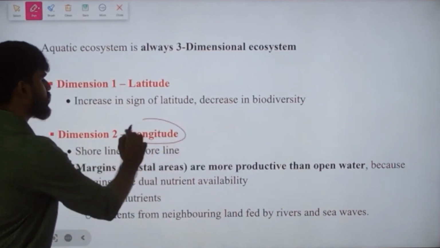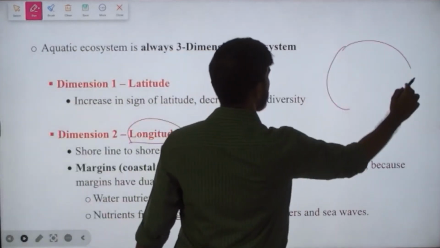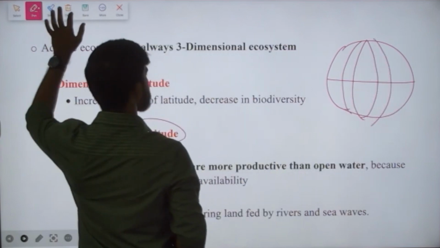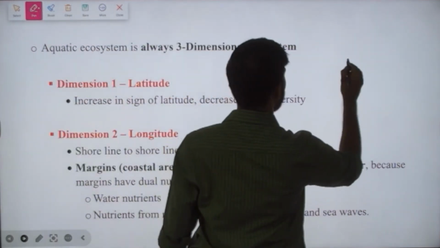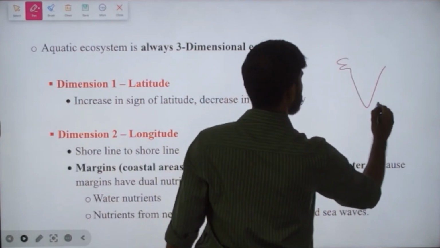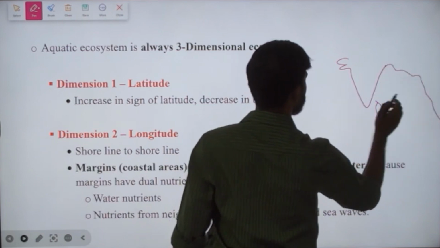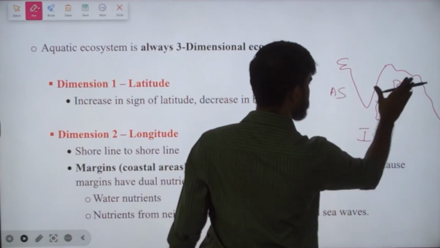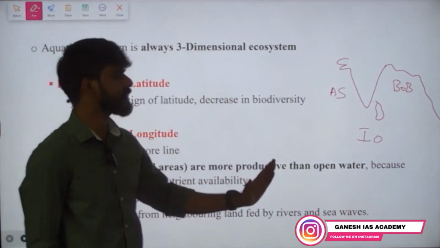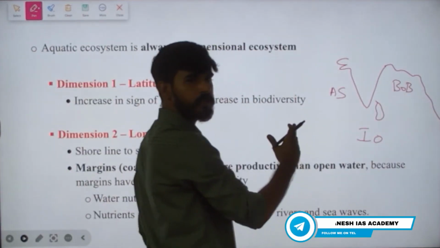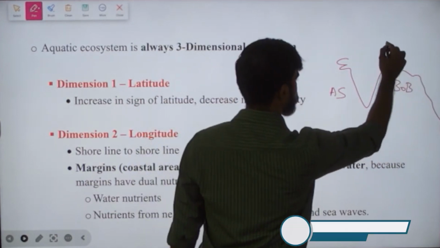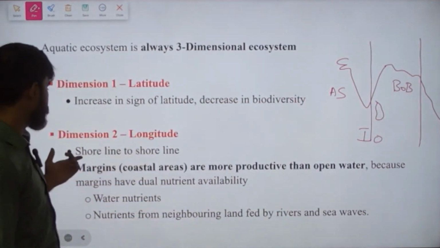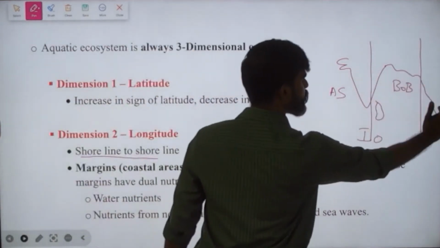The second dimension here is longitude. What is longitude? That is the vertical lines. So these are longitudes. For example, when we consider India, this is Bay of Bengal, and this is Indian Ocean. It is an open ocean, and this is Arabian Sea. Consider Bay of Bengal. Longitudinally, we can identify it. From this longitude to this longitude, Bay of Bengal is present. So the second dimension here is longitude, and it is shoreline to shoreline. From this shoreline to this shoreline, that is longitude.